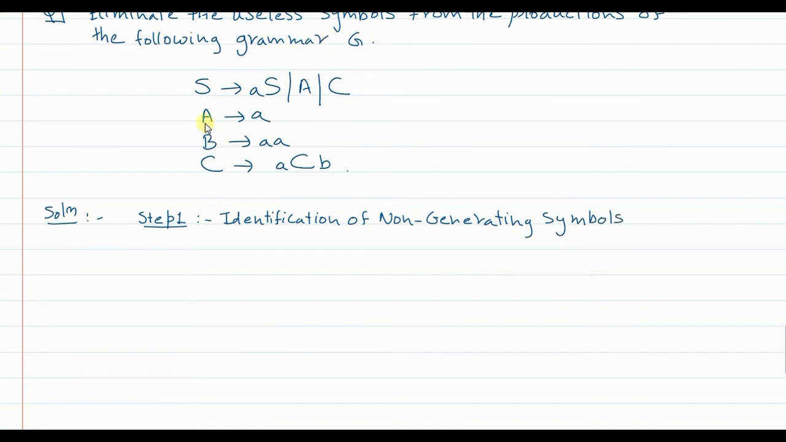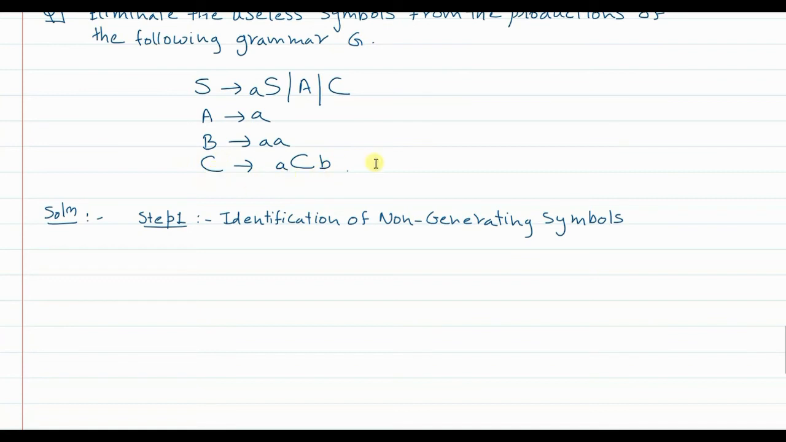Now if you consider this production, A gives small a, that means A can generate a terminal string directly. So A is not non-generating. B gives again terminal string AA, so B is also not non-generating. However, C gives A capital CB, and there is no way C gives a terminal string, because no way this capital C can be replaced with any terminal. So that's why C here, as you can see, is non-generating.